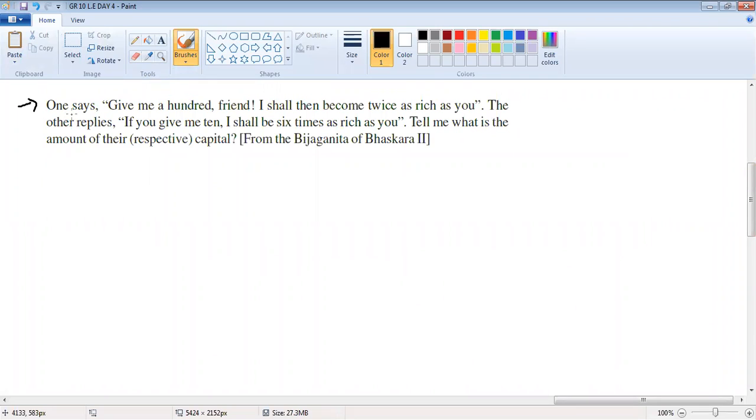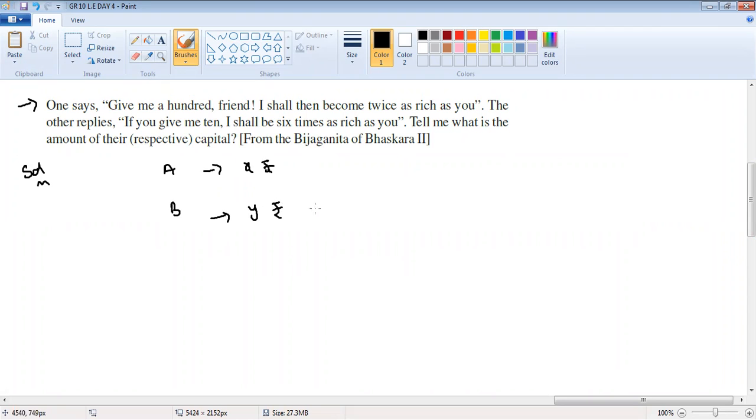See, one says, give me 100, then I shall become twice as rich as you. The other says, give me 100. So what do you understand from here? Sir, one person says to his friend... Say person A, person B. Person A has x rupees, person B has y rupees.